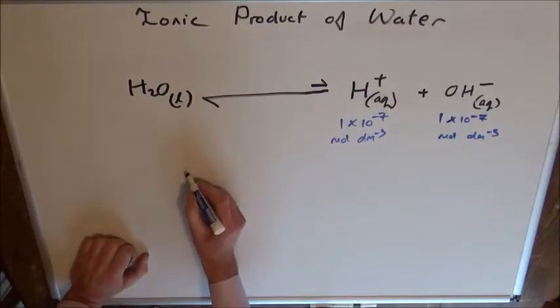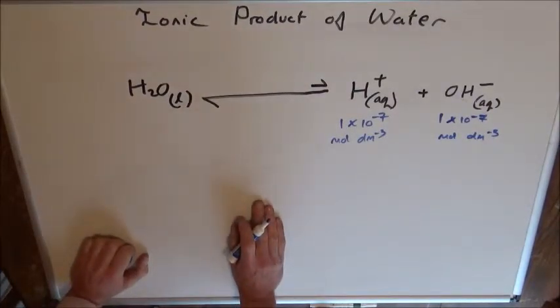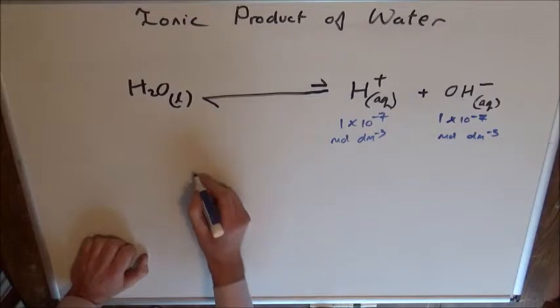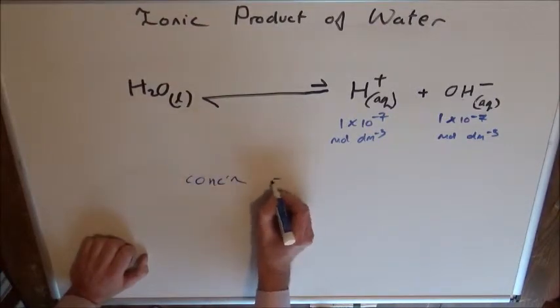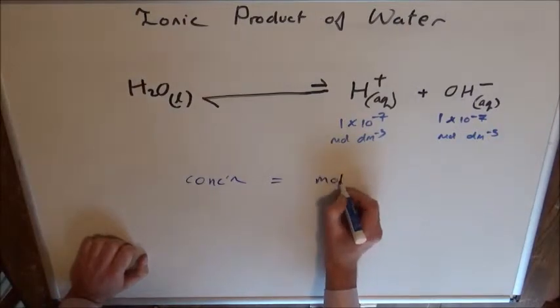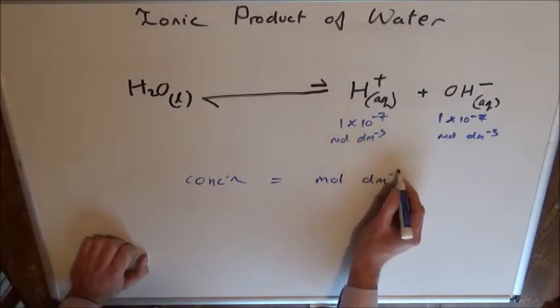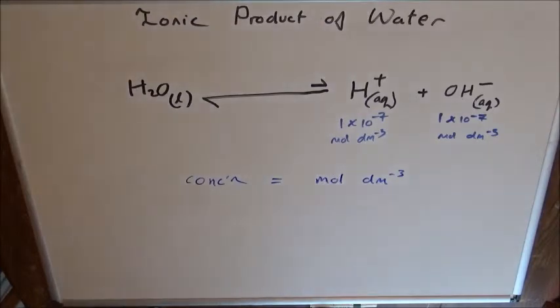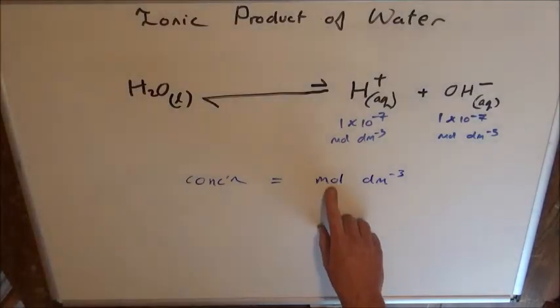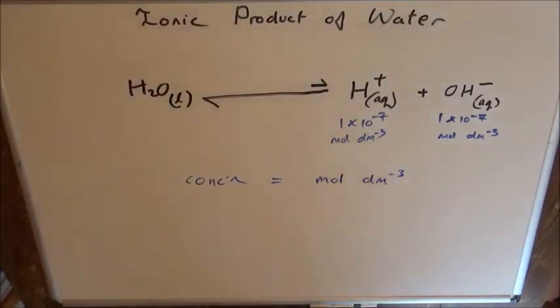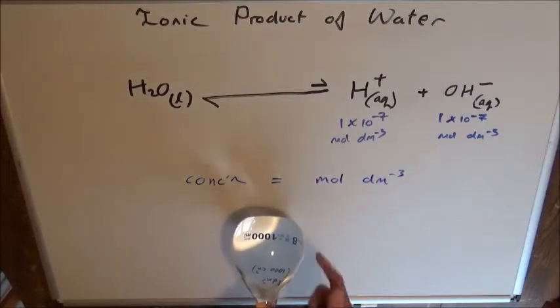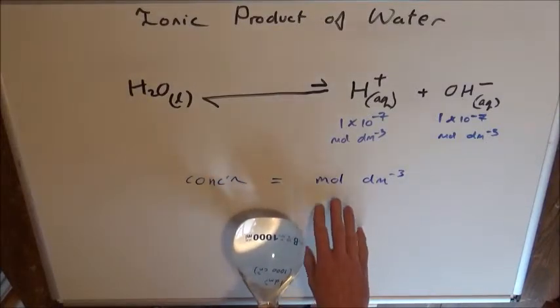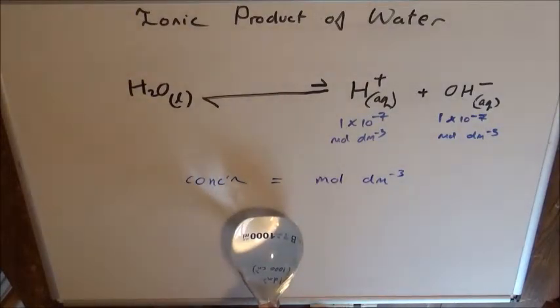Well, it may seem unusual to be thinking about the concentration of water, but the concentration of anything is just written as moles dm to minus 3. Those are the units of concentration. What they mean is how many moles do you have in a decimeter cubed. So here is a decimeter cubed of water. The number of moles inside there will tell me the concentration of pure water.